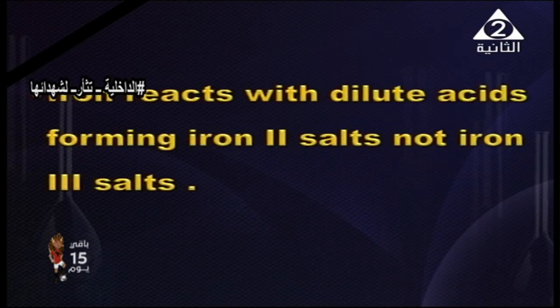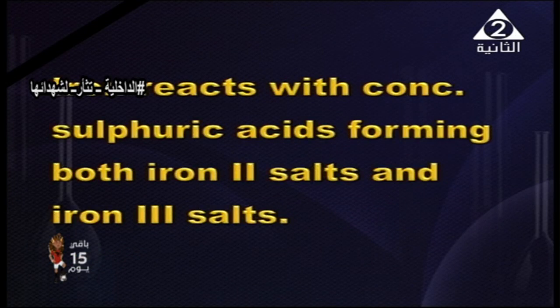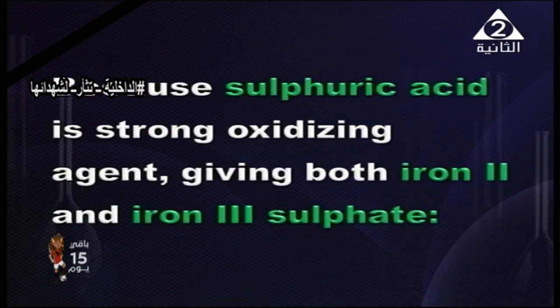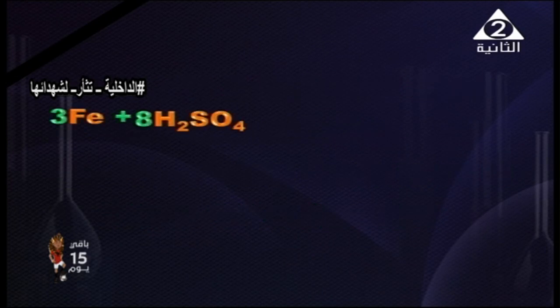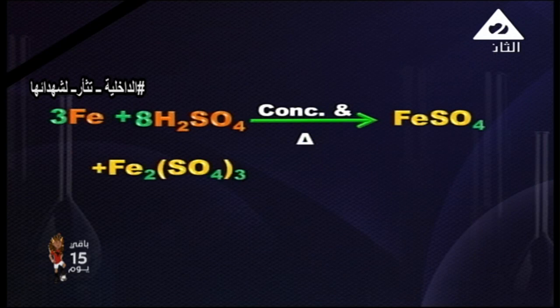Next point: iron reacts with dilute acids forming iron 2 salts, not iron 3 salts. The reason? Because the produced hydrogen gas is a reducing agent that prevents the formation of iron 3 salts. Next point, iron reacts with concentrated sulfuric acid forming both iron 2 salts and iron 3 salts, because sulfuric acid is a strong oxidizing agent giving both iron 2 and iron 3 sulfate. As the equation proceeds on the screen, iron plus concentrated sulfuric acid, heated, gives iron 2 sulfate and iron 3 sulfate, and sulfur dioxide and water are produced.